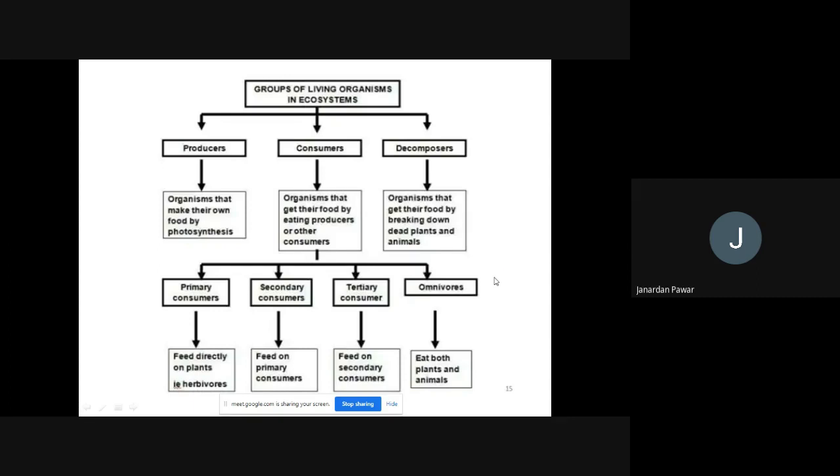Those are called producers. Moving on to the next one, we are going to see consumers. Under the category of consumers: organisms that get food by eating producers or other consumers. Whoever are the producers, consumers eat their food. Producers produce food, and consumers take the food from the producers and consume it. Under consumers, there are some different subcategories. What are the types of consumers?